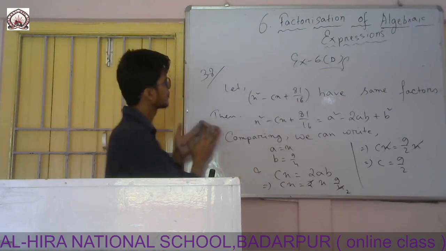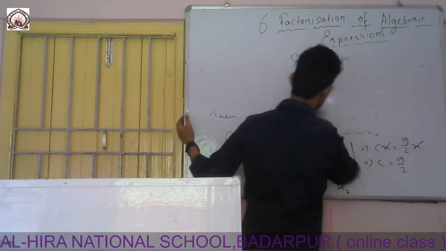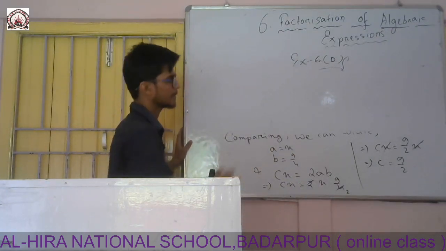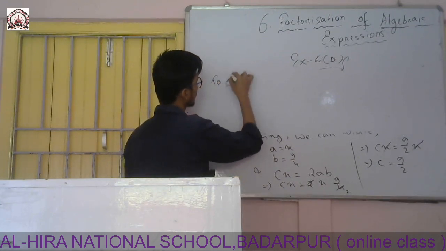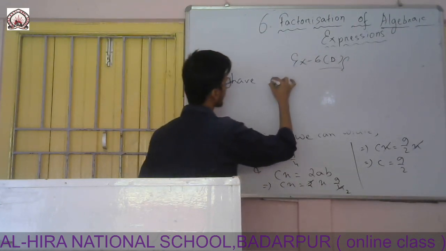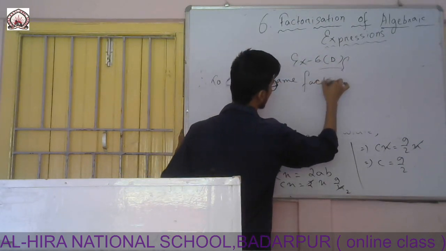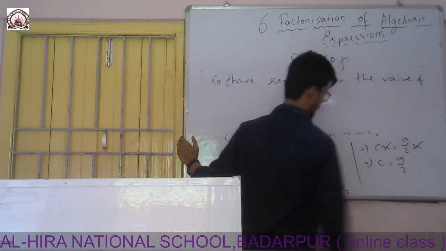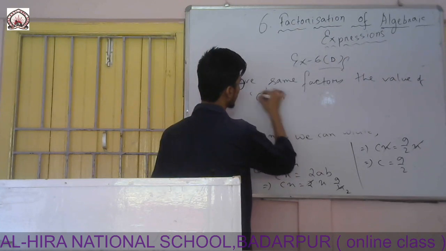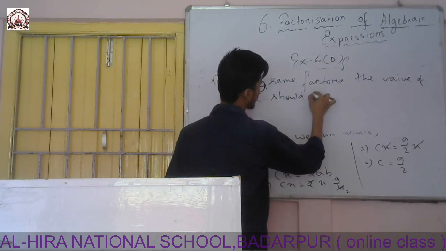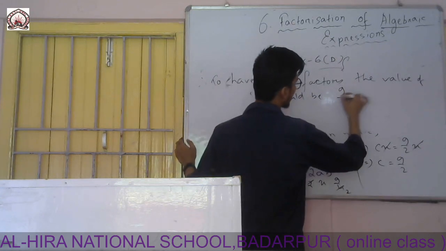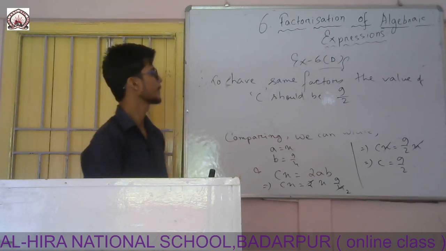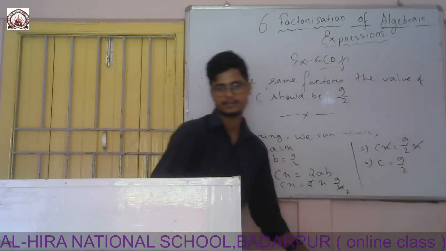So you write, therefore, to have the same factors, the value of c should be 9 by 2. So this is the end of this exercise.